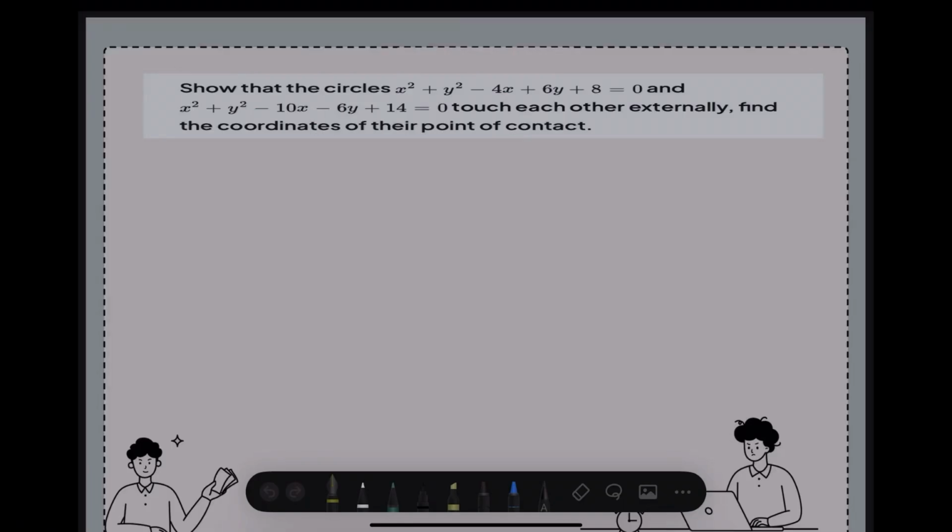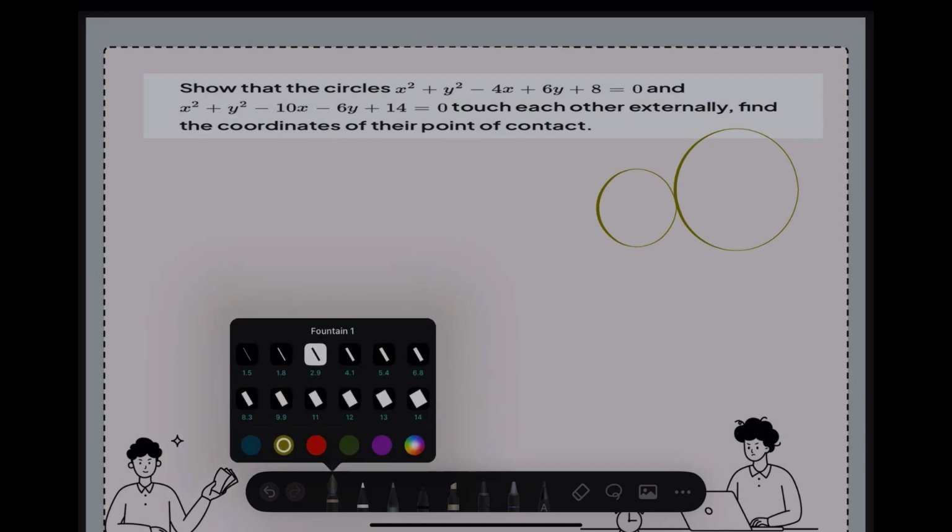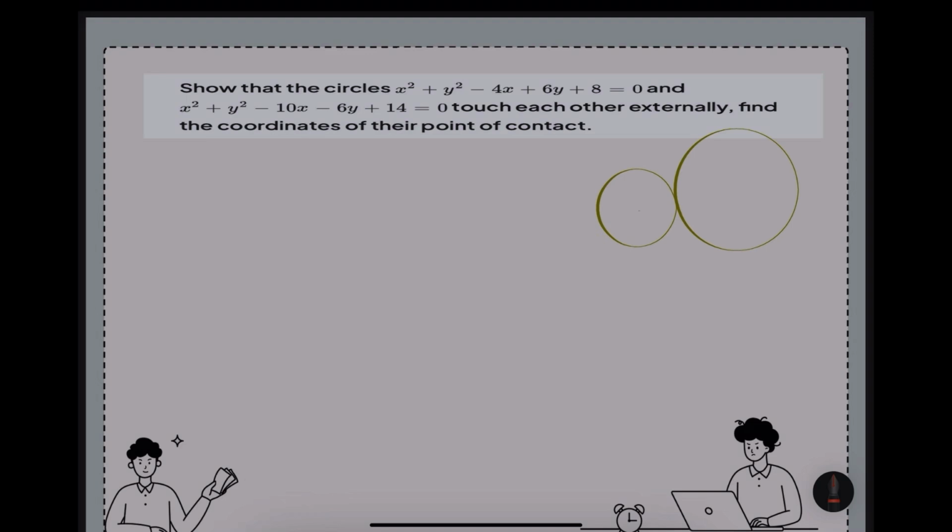So we have this situation where the two circles touch each other externally. You have to prove these two circles are touching each other externally. So hopefully we will have this kind of situation. Now compare these two things. You know that this is the center. Okay, so center C1, center C2.